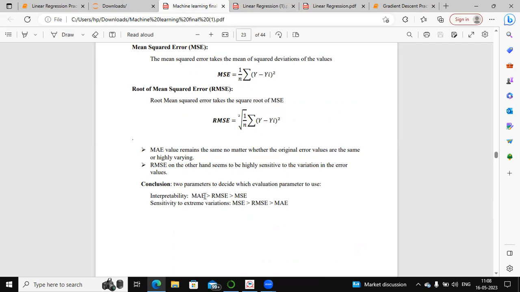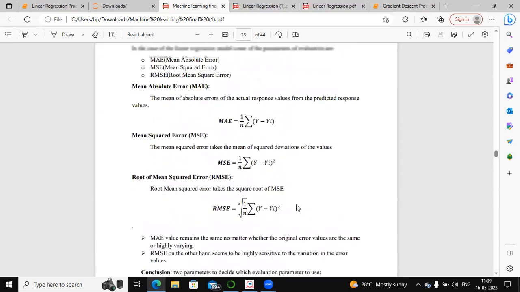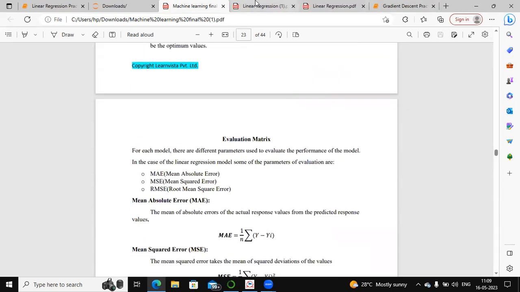For interpretability, we use mean absolute error, then root mean squared error, and then mean squared error. Regarding sensitivity to extreme variation, that is, to outliers, mean squared error is the most sensitive, then root mean squared error, and mean absolute error is the least sensitive to outliers. So let me teach you that concept over here as well.